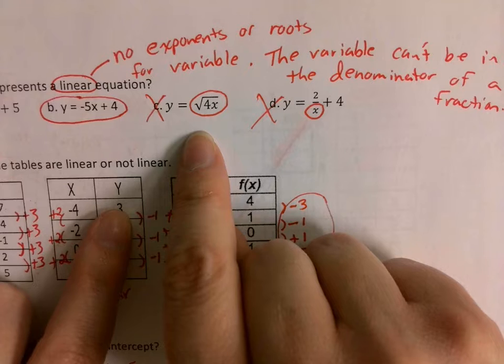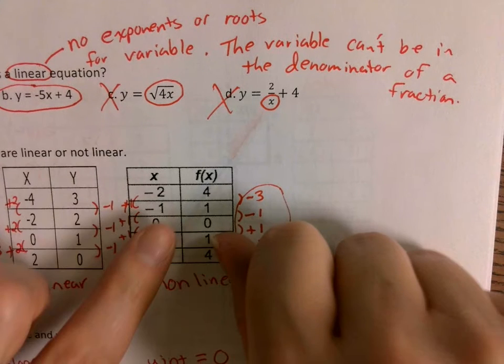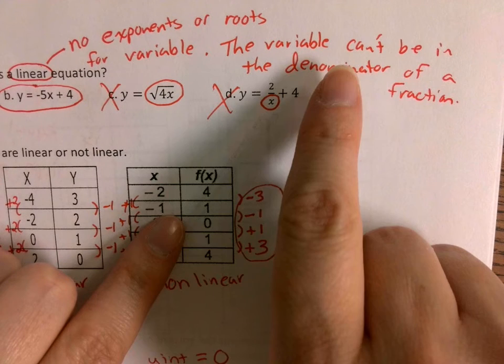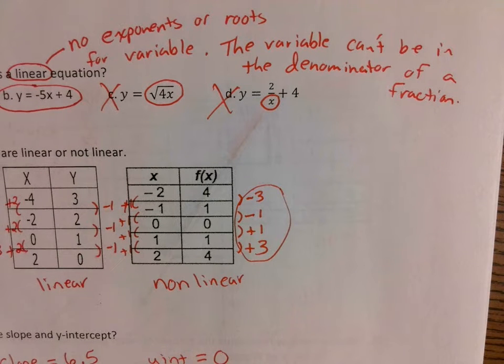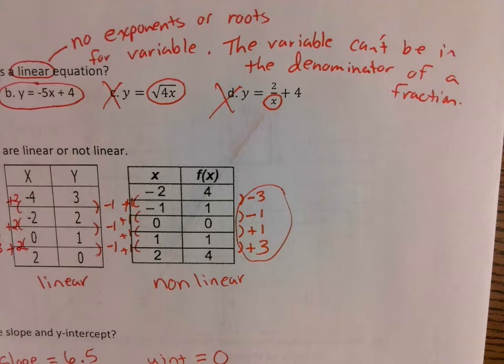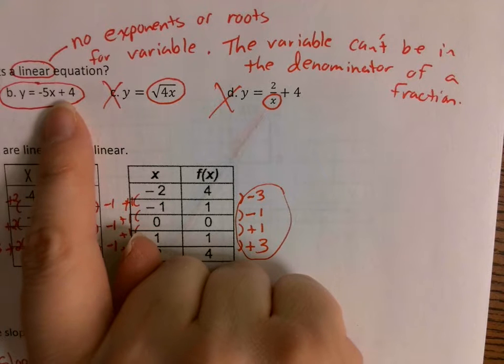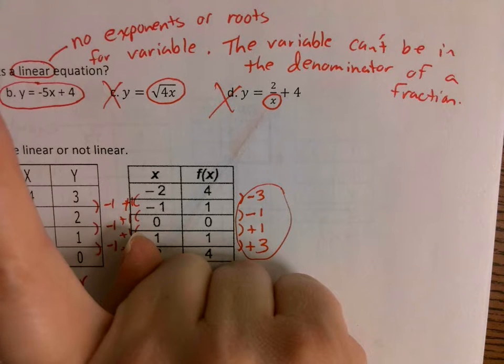You also are not allowed to have your variable as the denominator of a fraction. If your fraction has a variable in the denominator, then that is not a linear function. Remember, the only ways that we have displayed linear functions have been ones that are written in y equals mx plus b, so stick with that. Okay?